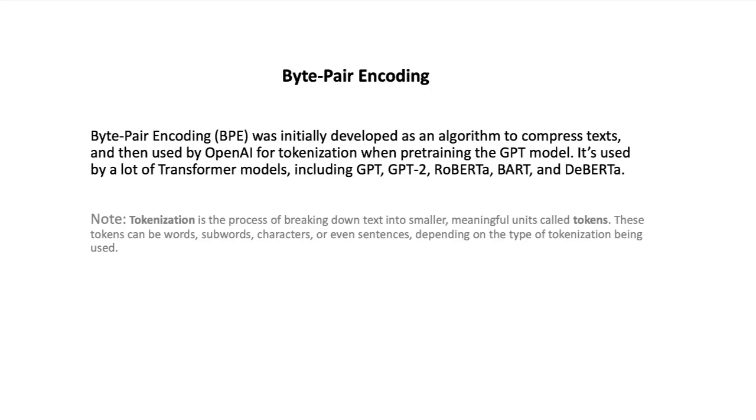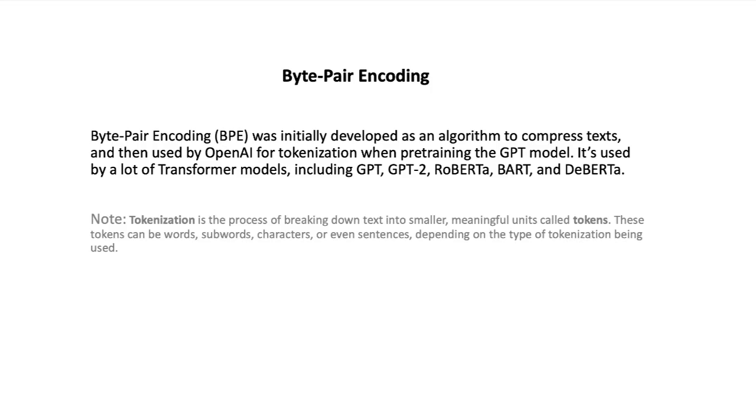Originally, it was actually developed as a way to compress text files, but later OpenAI adapted it for tokenization when they were training the first GPT models. Today, BPE is widely used across many transformer models, like GPT, GPT-2, RoBERTa, BART, and DeBERTa.